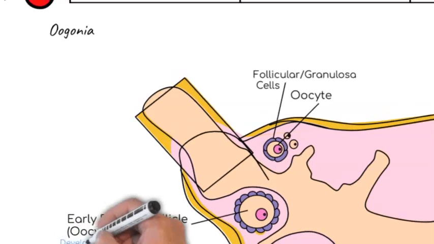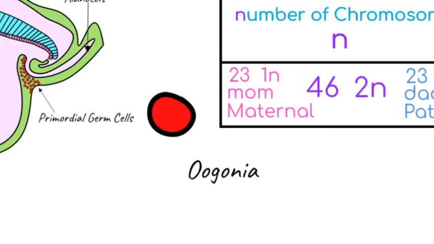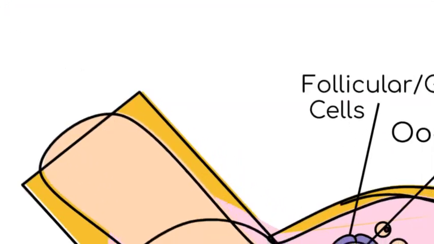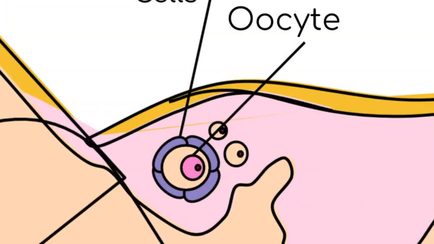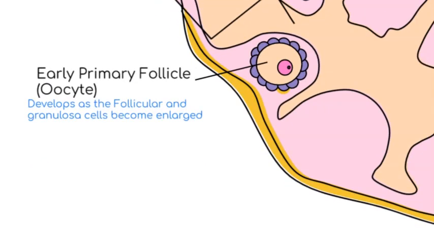So we went from a primordial germ cell that was dividing and dividing by mitosis to an enlarged oogonium. And now, as it continues to enlarge, it converts into a primary oocyte. Once this conversion happens, we now have the cell that will begin the process of meiosis. Okay? Questions so far?